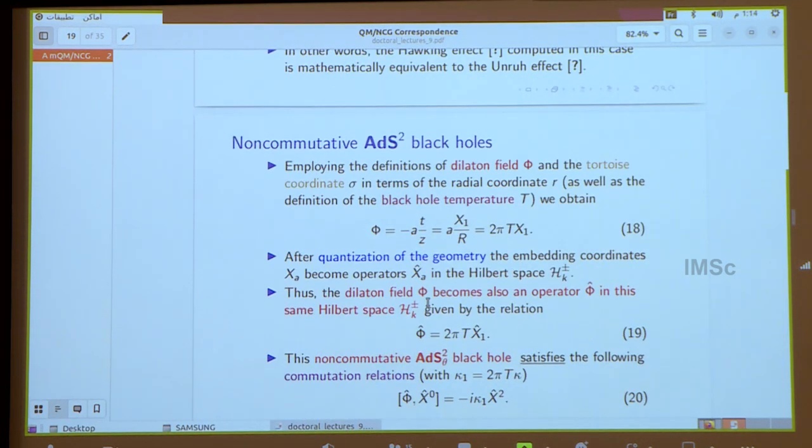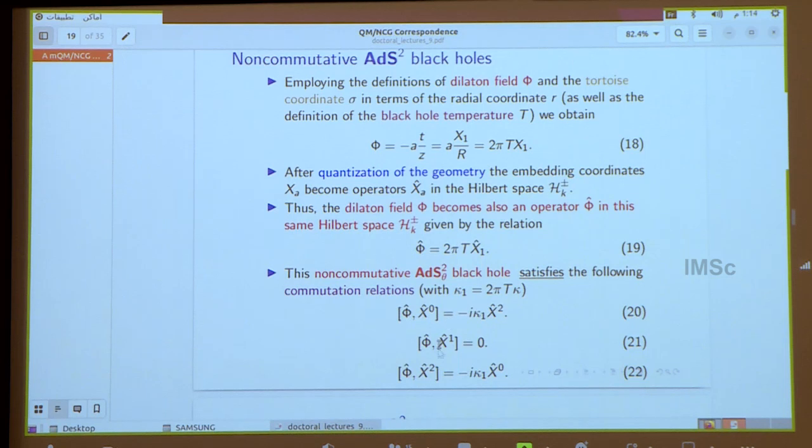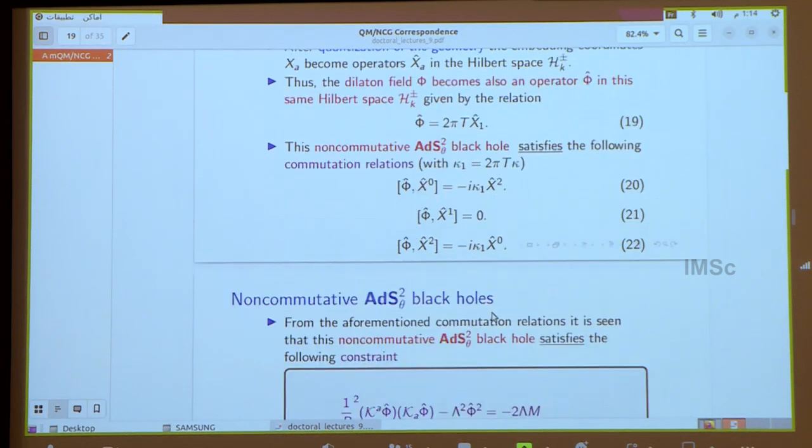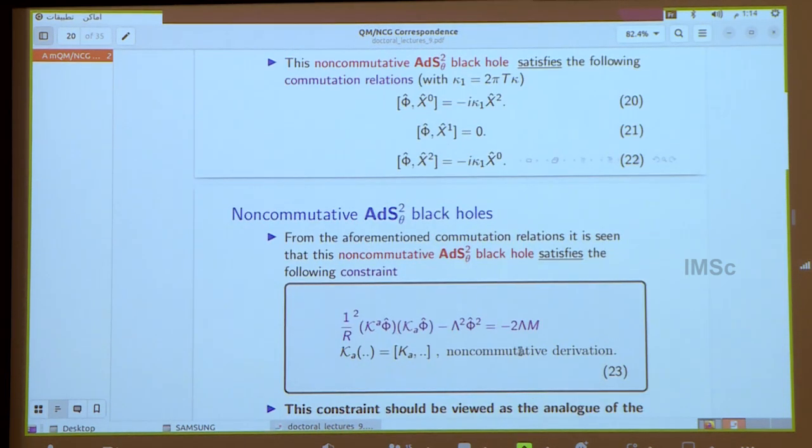Now I quantize this by simply replacing everything by operators in the appropriate Hilbert spaces. That's a standard thing. So we simply replace x1 by the coordinate operator, x hat 1, and I get the non-commutative dilaton field. This dilaton field satisfies these commutation relations. You can simply use the commutation relations of non-commutative AdS2 to find these equations that need to be satisfied by the dilaton field operator. From these equations, I can even describe the dilaton field using the following equation. This is a constraint on the dilaton field that needs to be satisfied.